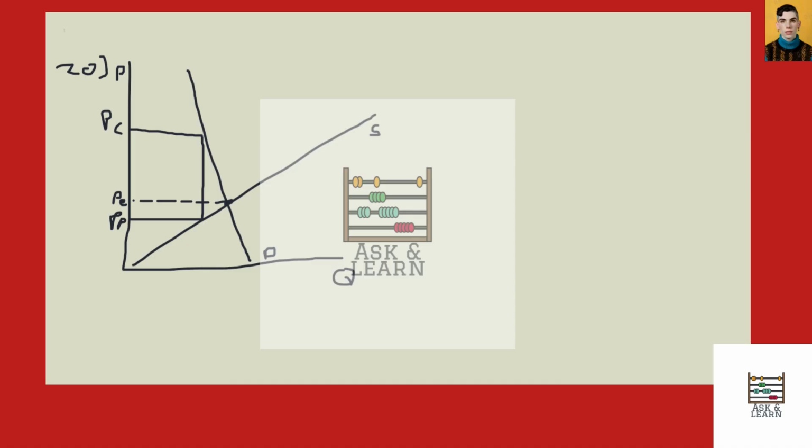Right, we're doing question number 20 from chapter 5. It's saying, under which circumstances does a tax burden fall entirely on consumers? So I've gone ahead and drawn out a tax scenario, PC being the price paid by the consumers, PP being the price paid by the producers, and PE being the equilibrium price.